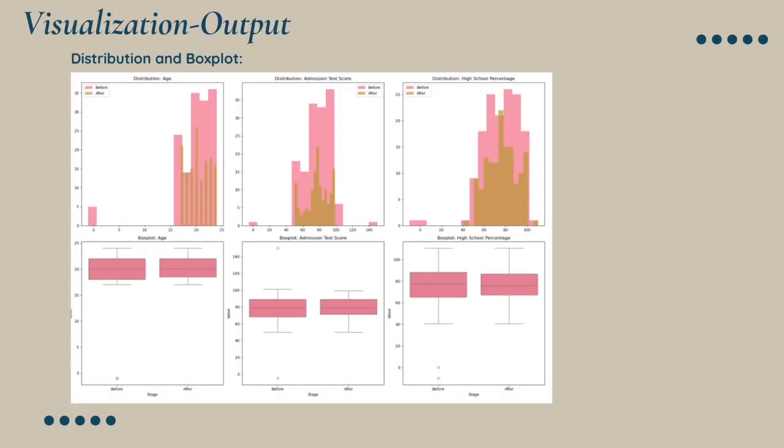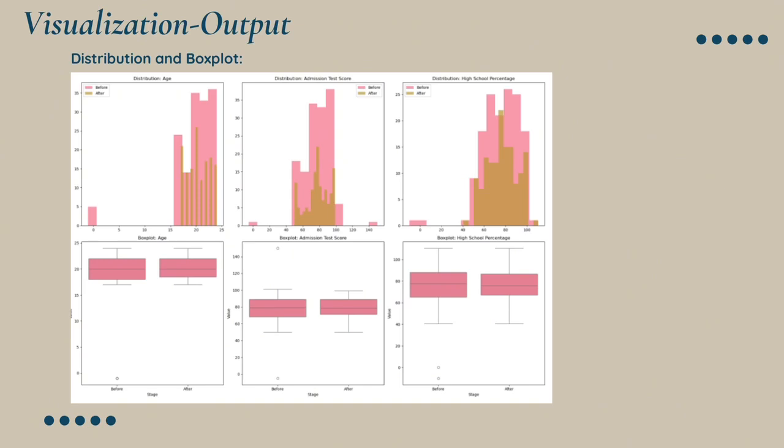So, I will continue with the distribution and the box plot. The visualization shows the distribution and box plot of key numerical variables such as age, test score, and high school percentage. This distribution curve shows how frequently each value appears. A smooth curve indicates the data is well balanced after cleaning. The transformation made extreme values less dominant.